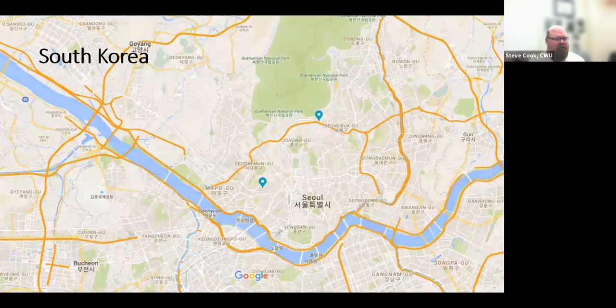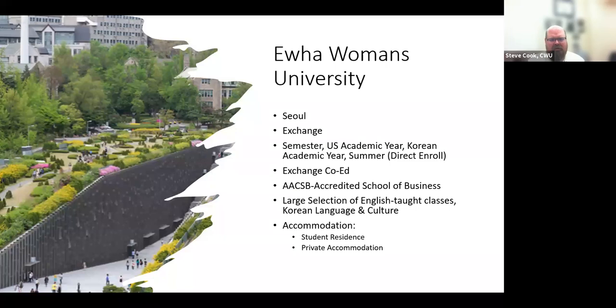Moving on, our next two partners are both in South Korea and both specifically in Seoul. We have Kookmin University, which is up here in the northern part of the city, abutting this national park. In fact, part of the campus is in the national park. And then Ewha Women's University down here in the kind of western central area of the city. I'm going to start with Ewha Women's University. Again, it's in Seoul.